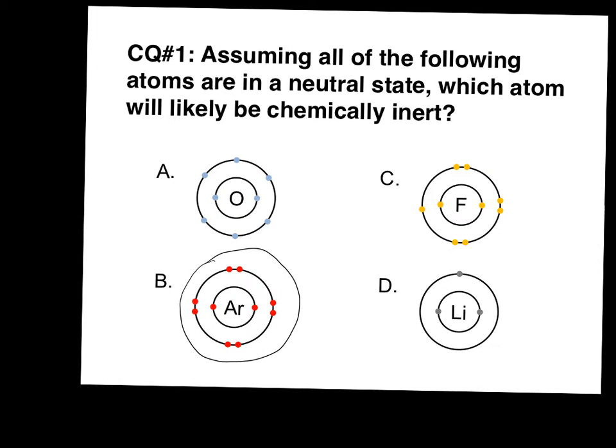In order to make this electron configuration accurate, we'd have to add, hold on a second, let me change colors. We'd have to add another 8 electrons. 1, 2, 3, 4, 5, 6, 7, and 8.